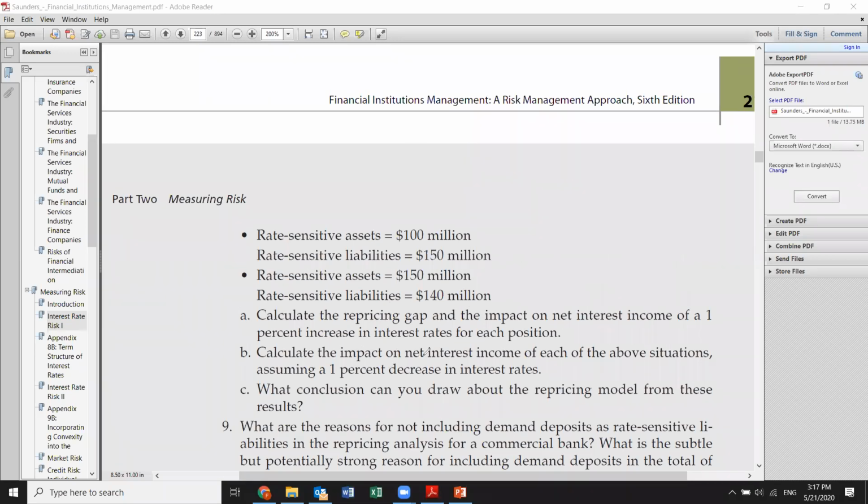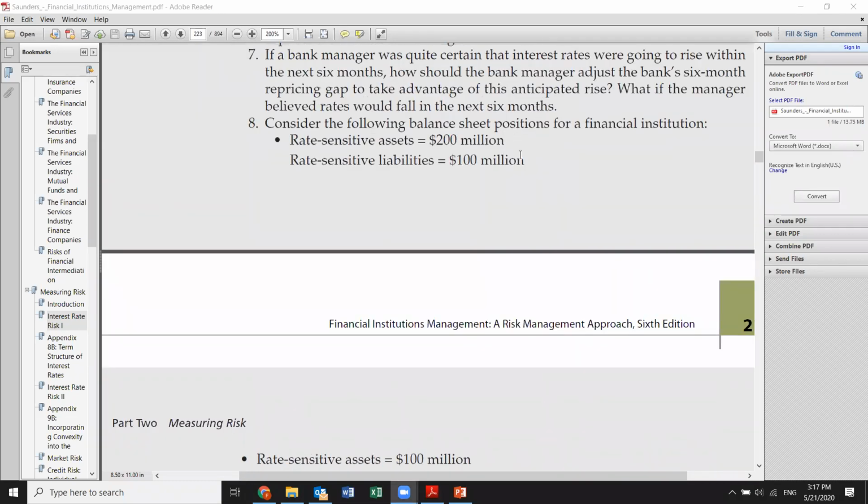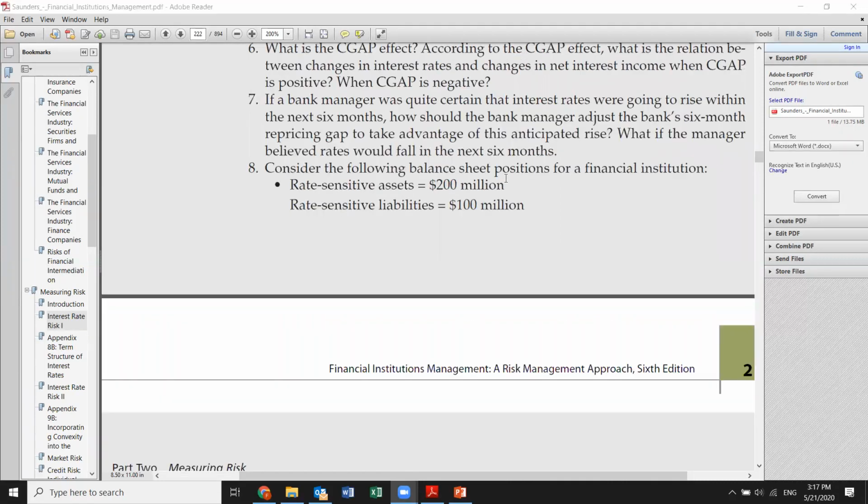Now calculate the impact on net interest income in the above situation, assuming a decrease. So this is the same thing, but opposite. Here we have a positive gap, but an interest rate reduction. What is the impact on net interest income if the interest rate falls? It falls as well.